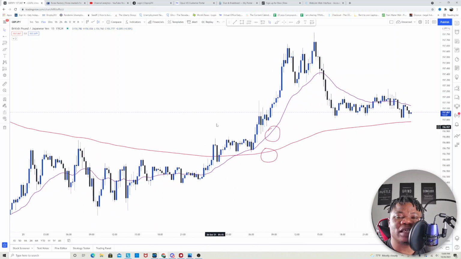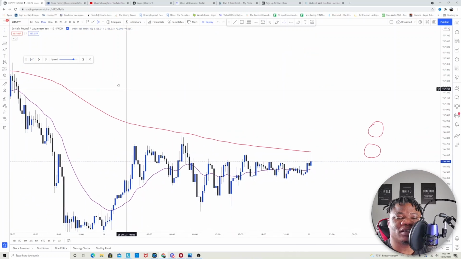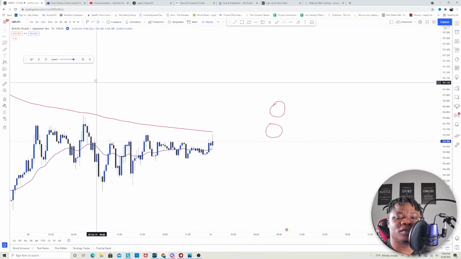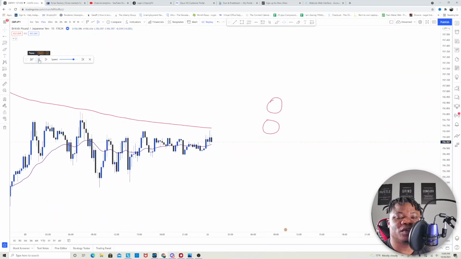Now having said that, let me put this in replay mode and show you guys how to use this strategy and how to get into a buy position when you're trying to use this strategy to take a buy position. So now let's take a look here, and we'll just start from right here, and let's see where our entry is going to be for this position.